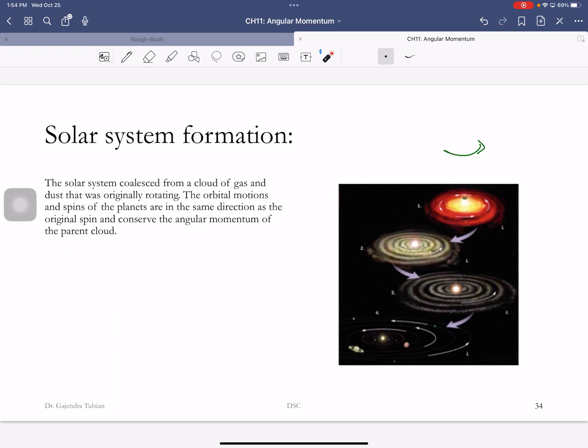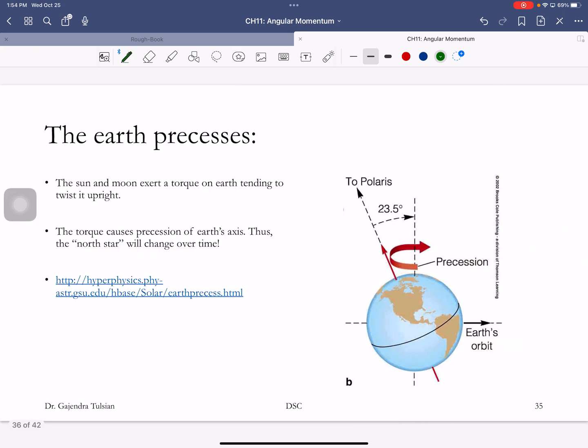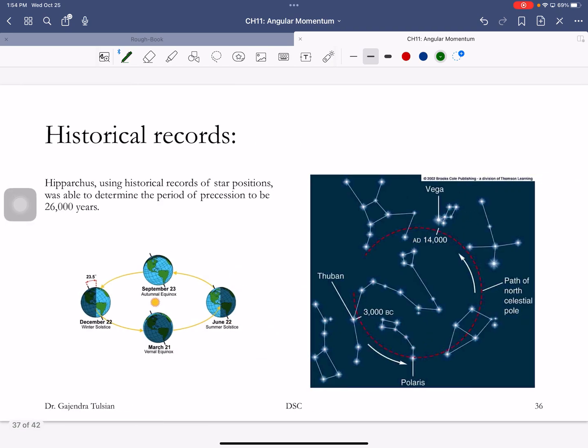This cloud was spinning slowly, and as it collapsed, just like an ice skater spinning, the sun was spinning faster and so on. And then the planets are going around. But here's the deal. The angular momentum of this cloud has remained constant for 5 billion years, and it'll remain constant forever. I'll give you one more example and then we'll end.